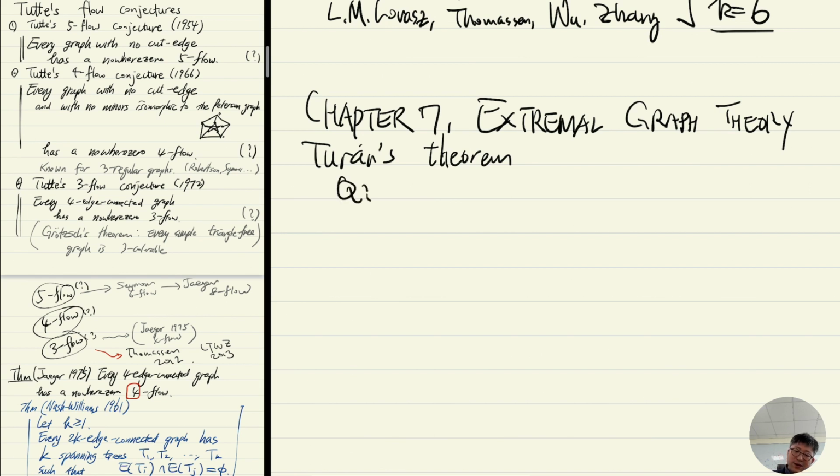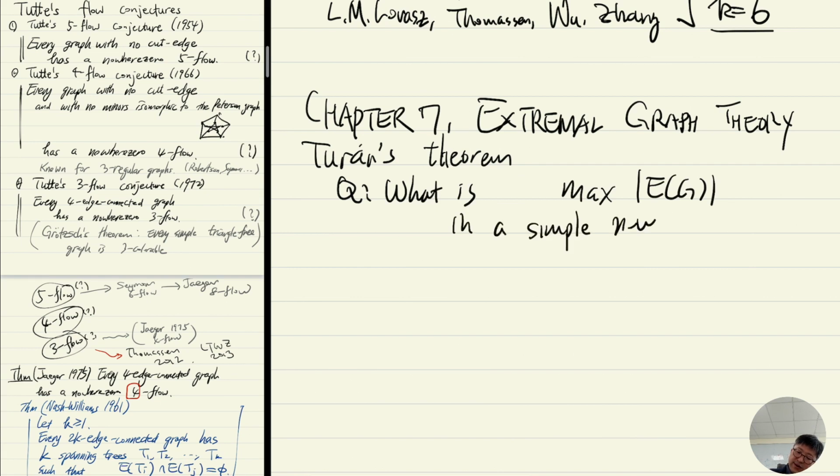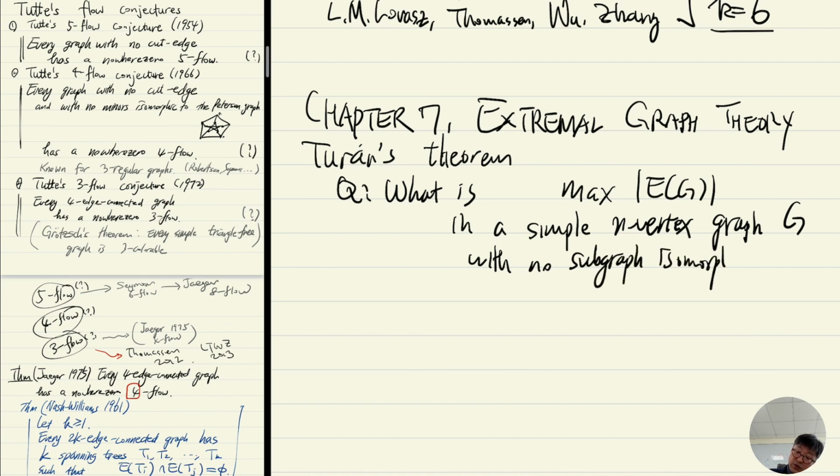What is Turán's theorem? The question is, what is the maximum number of edges in a simple n-vertex graph G with no subgraph isomorphic to K_r? How many edges can you put without creating any complete graph on r vertices?